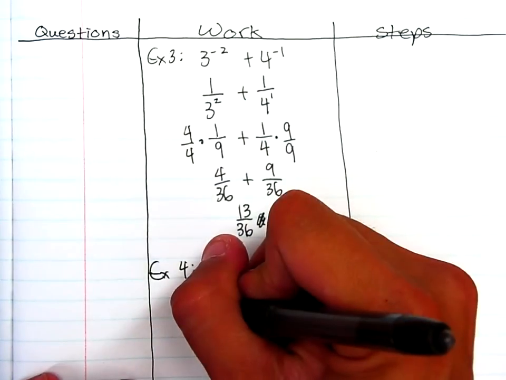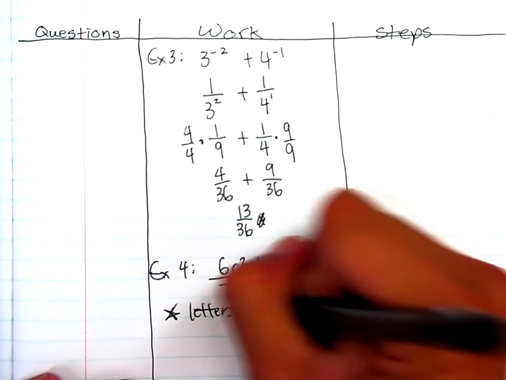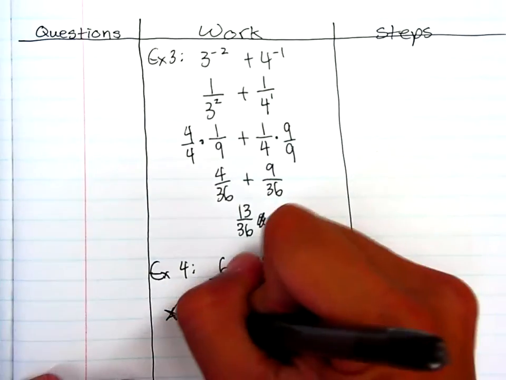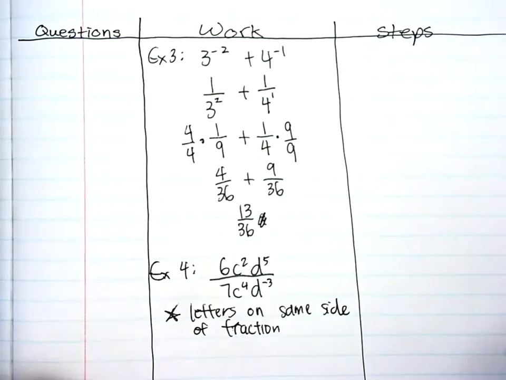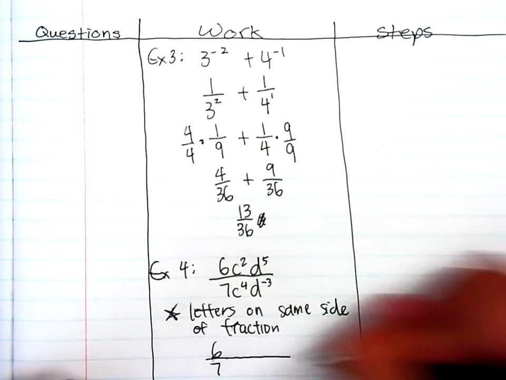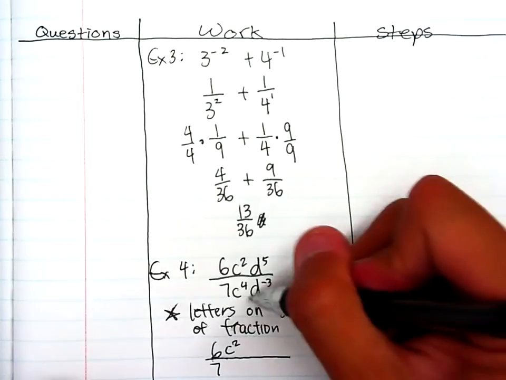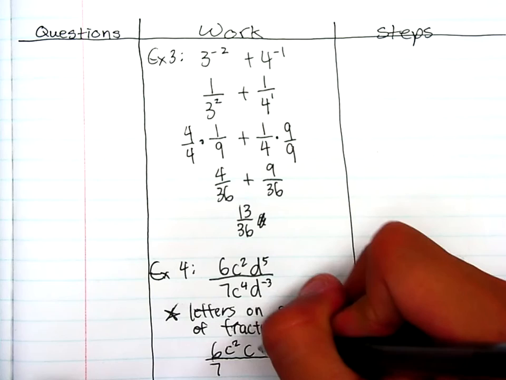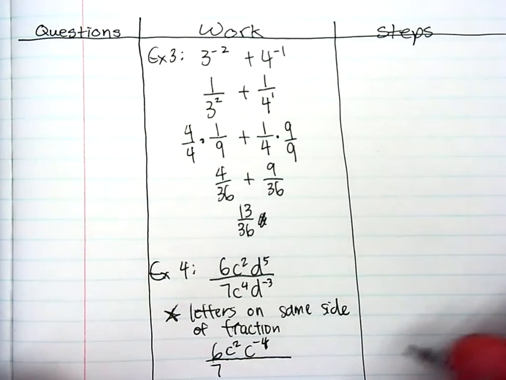So again, let's write this down. I want all the letters on the same side of the fraction. So let's say I wanted to move the 6 over 7 is just going to be 6 over 7. But let's say I wanted all the C's on the top. So I know C squared is already on the top, but to move C to the 4th to the top, the exponents have to change signs. So it'll be C to the negative 4. I hope you heard that. C to the negative 4.